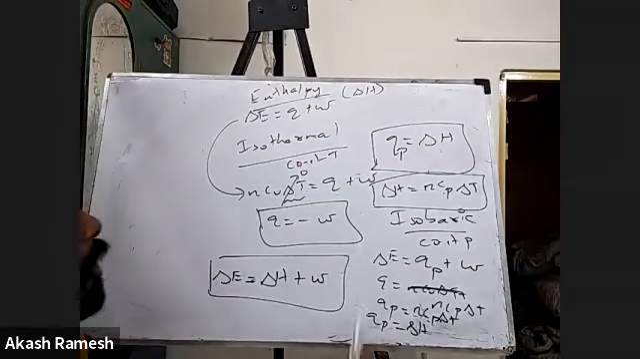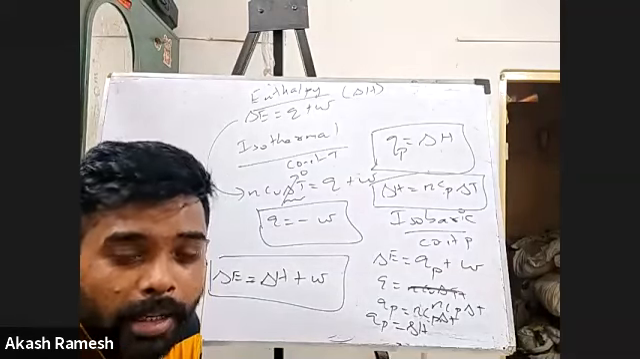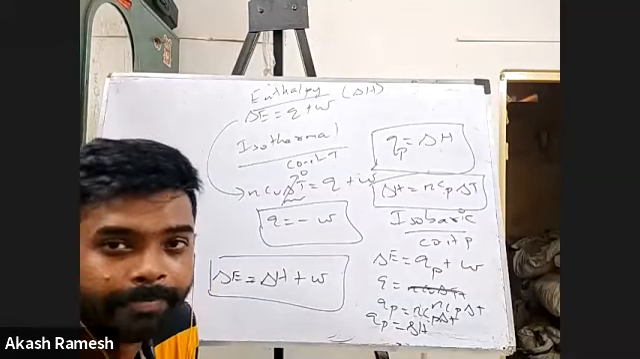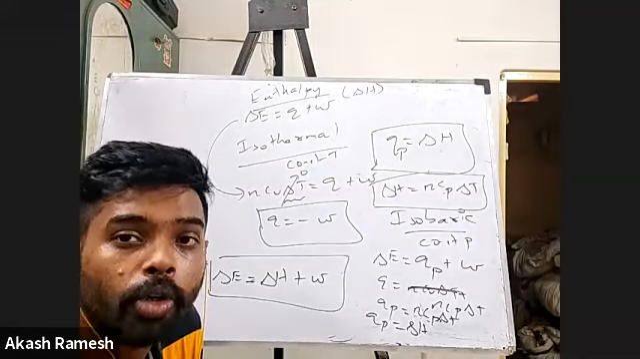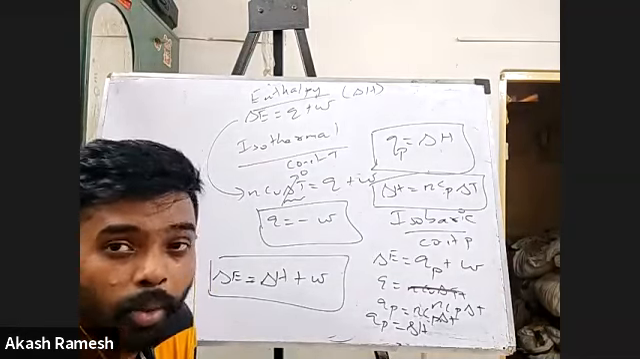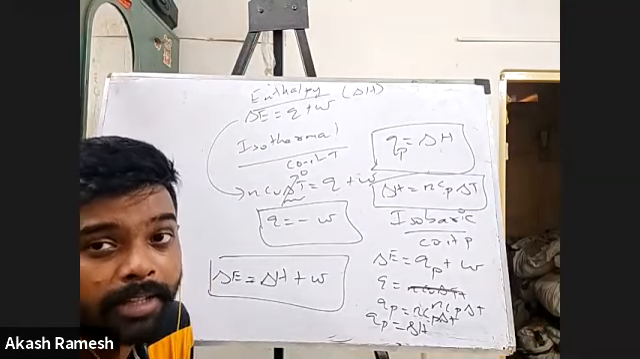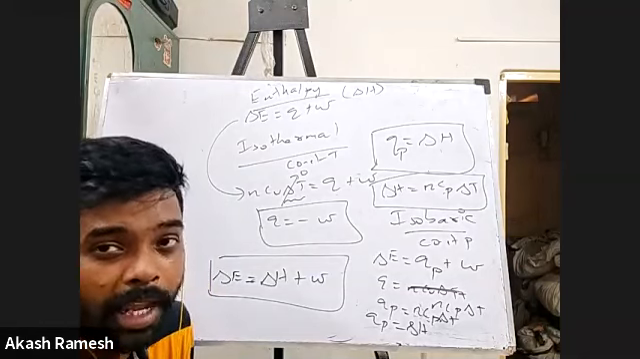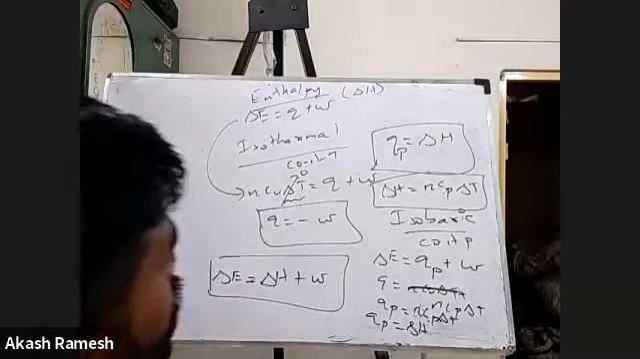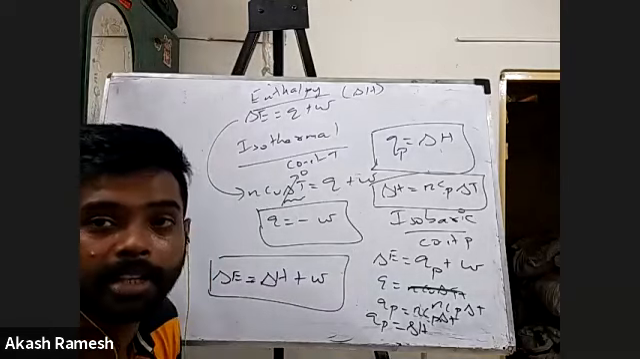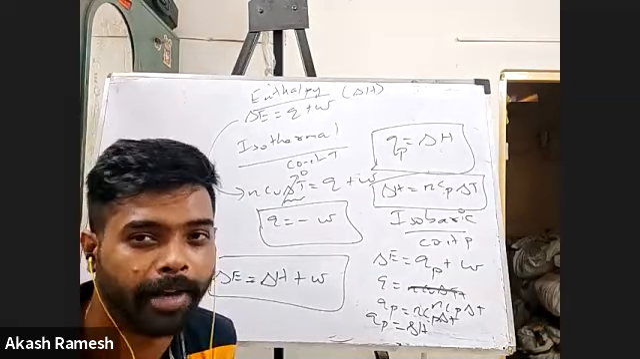So we saw all four different kinds of processes: isothermal, isochoric, isobaric, and adiabatic. You saw how the equation changes, and you have to remember two new equations, one for delta E and another for delta H. Delta E is nCv delT, delta H is nCp delT. Very simple. Okay, cool.